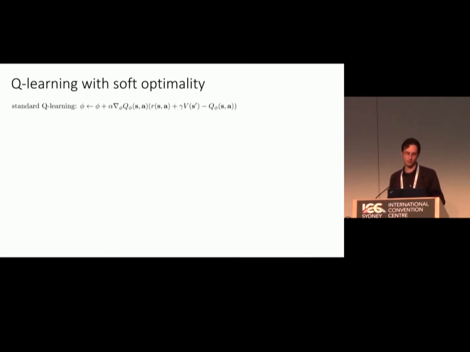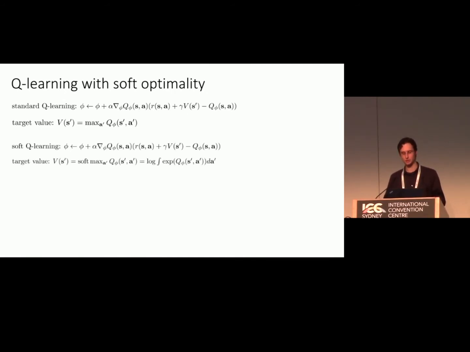So the standard Q-learning algorithm basically updates the parameters according to the gradient of the Q function times the difference between R plus next V minus Q. And the target value in regular Q-learning is given by a hard max over the next action. In soft Q-learning, exactly the same thing, but the target value is now given by a soft max, meaning the log of the integral of the exponential of the Q. Otherwise, everything stays exactly the same. The policy, in this case, we can choose to be the exponential of the advantage, so that all makes sense and works out quite nicely.